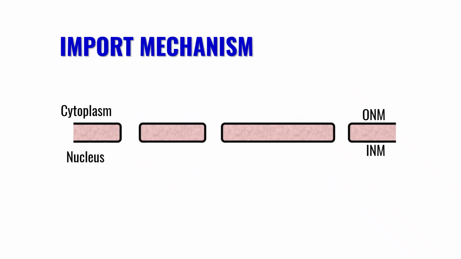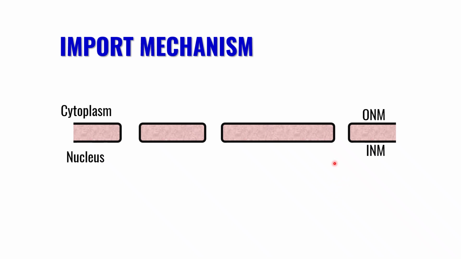So let us discuss now the import mechanism. This is basically the nuclear membrane, outer nuclear membrane, inner nuclear membrane. As I mentioned earlier, at points these both membranes fuse together, making pores, one here, one here, and one here. So this is the cytoplasmic side, and this is the nuclear compartment. The protein has to be imported from the cytoplasm into the nuclear compartment.